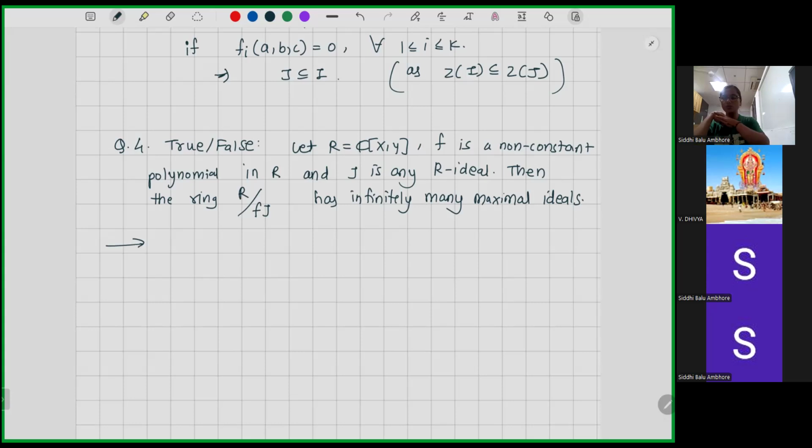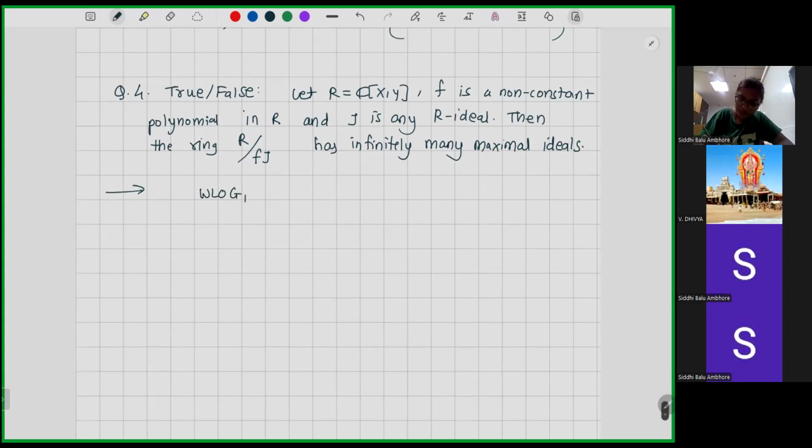So, how to proceed with this? How can we say that if I have f times some ideal, then it has infinitely many maximal ideals? Again, C is our algebraically closed field, and maximal ideals in C[x, y] are of the form (x minus alpha, y minus beta), where alpha, beta are some elements from C. So we have that much information. What they have said is that f is a non-constant polynomial, but there is no information given about J. So J is any ideal. J could itself be R, the ideal generated by 1. No information provided about J.